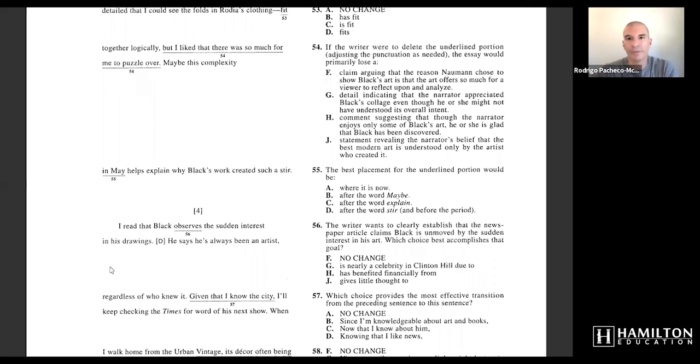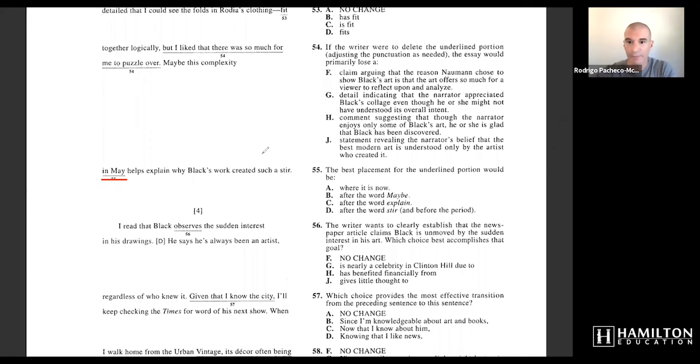Here we have to think about the best place for the modifier, which we see underlined here in May. What's important to consider here is that in English, a modifier will modify exactly what is right next to it. So we have to think carefully about what elements are next to this modifier. A says that we should leave it where it is. And actually, let's first read the sentence without the modifier. Maybe this complexity helps explain why Black's work created such a stir.